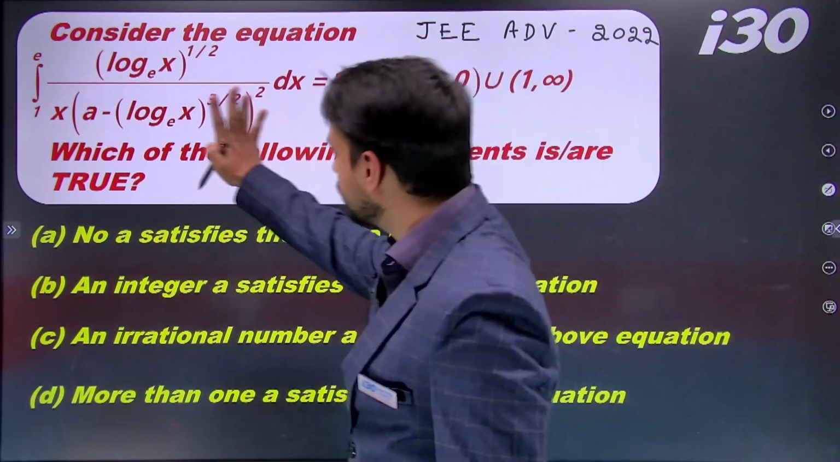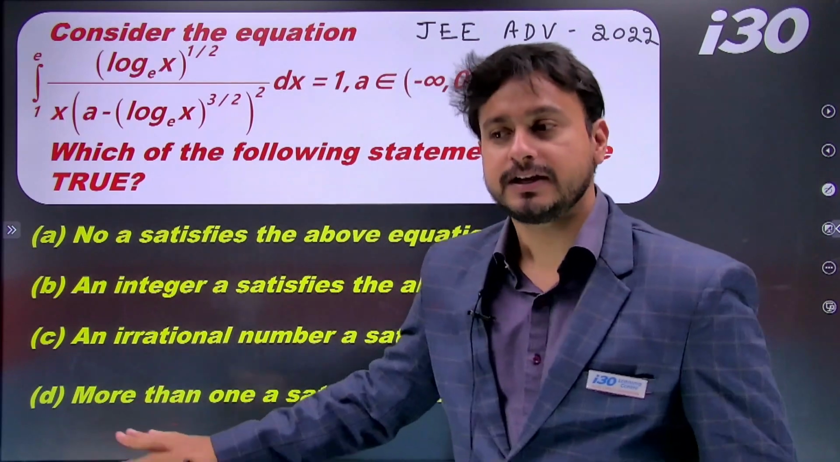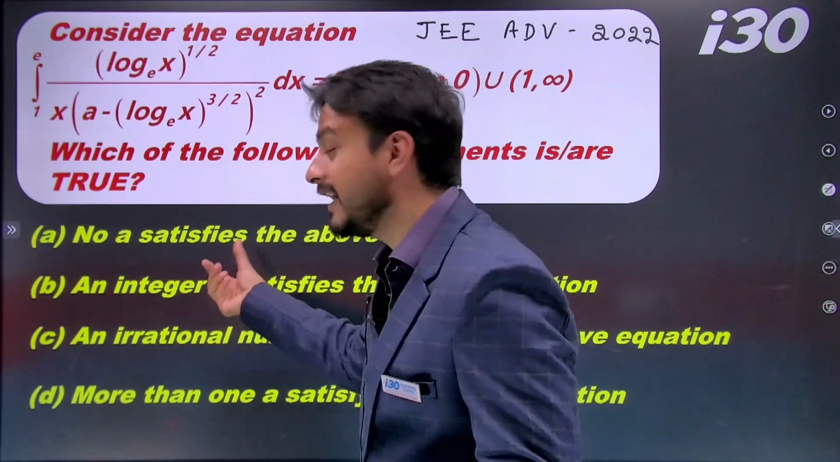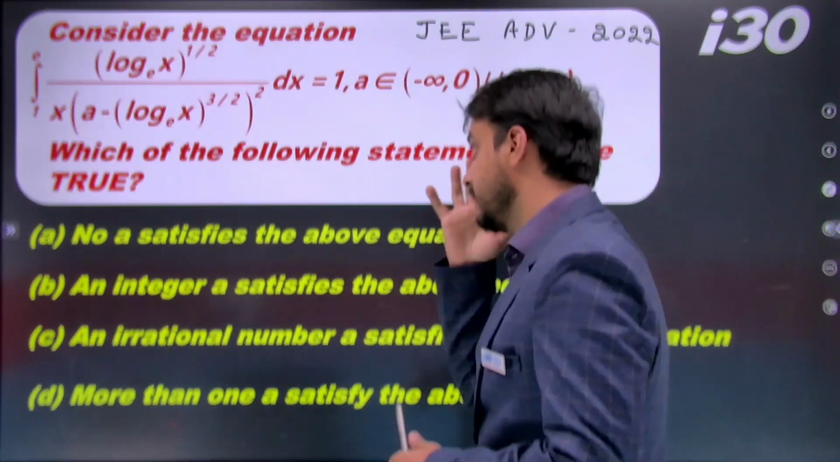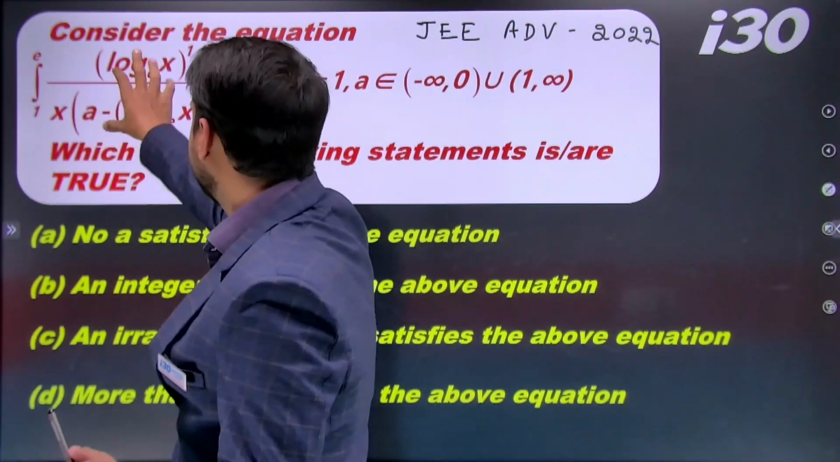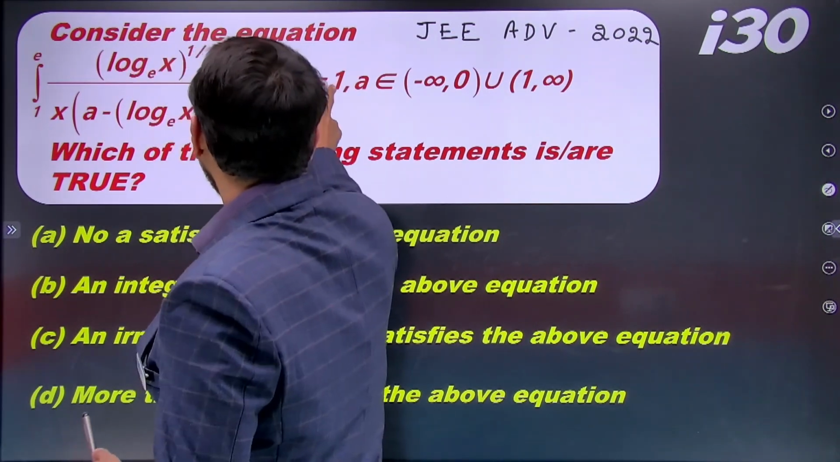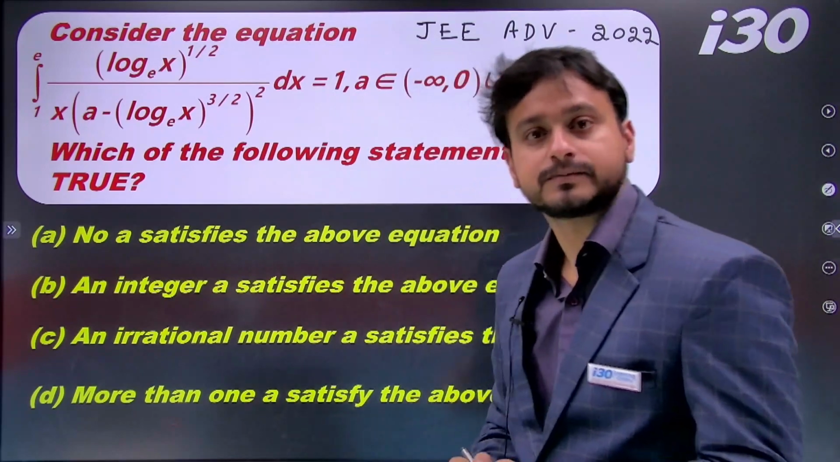So first let's approach the problem without looking into the options, and then we will slowly and steadily get the value of a, and actually that is what we want from here, right? As you can see here, a is a value which we can achieve by solving this definite integral, which is equated to 1 over here. So let's proceed.